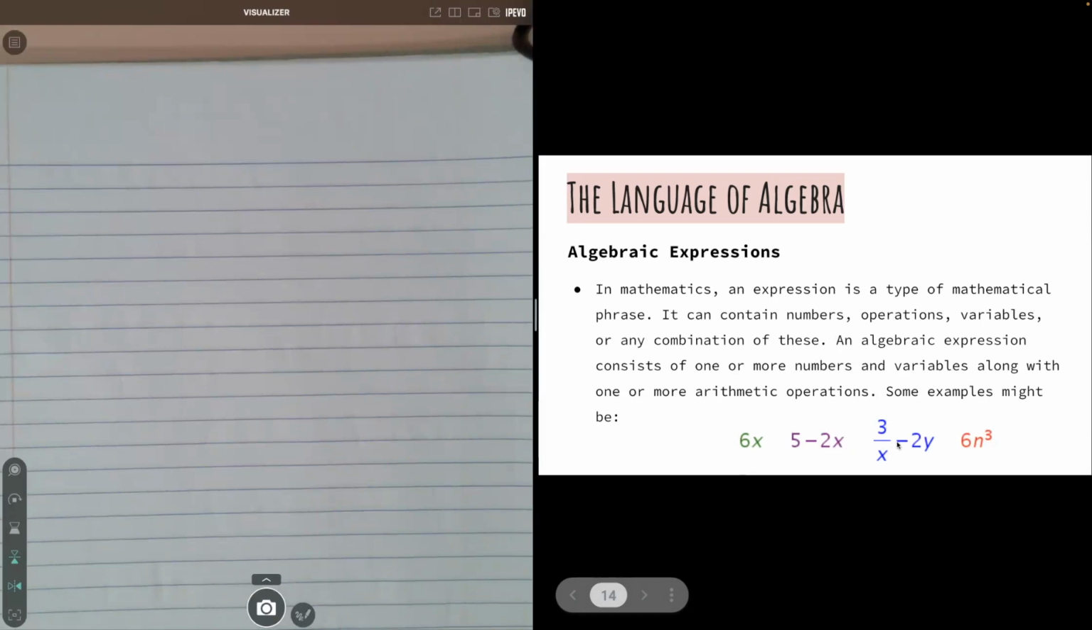3 over x minus 2y. So here we have 3 divided by x, and we're subtracting 2y from that. And here it's just one term, but there's multiple things going on. So 6 times n to the third. So n is being cubed, that's one operation, and then it's being multiplied by 6. So there's two operations here in this expression.